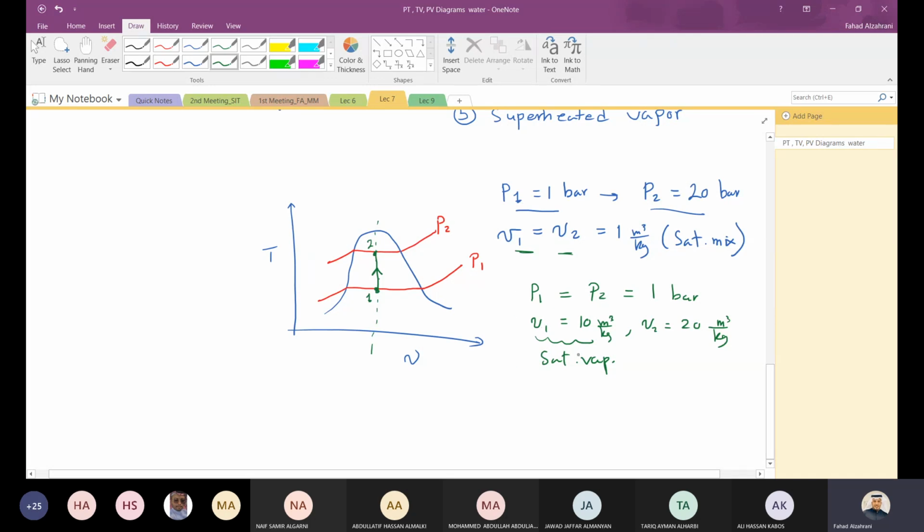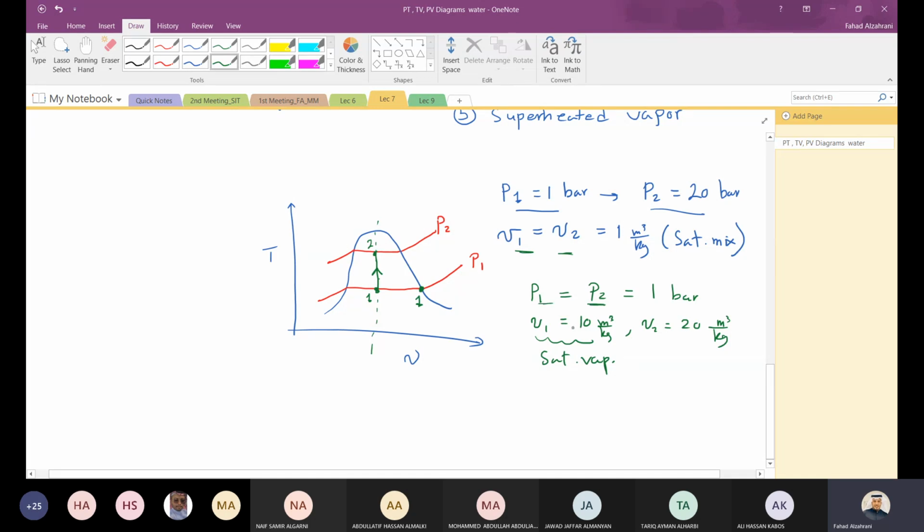So it's saturated vapor state, and the pressure is 1 bar, so where can I go? Here, because this is saturated vapor. It's not a saturated mixture, it's not vapor only or superheated, it's saturated vapor, so this is state 1. Now state 2 has the pressure at 2 the same as the pressure at 1.